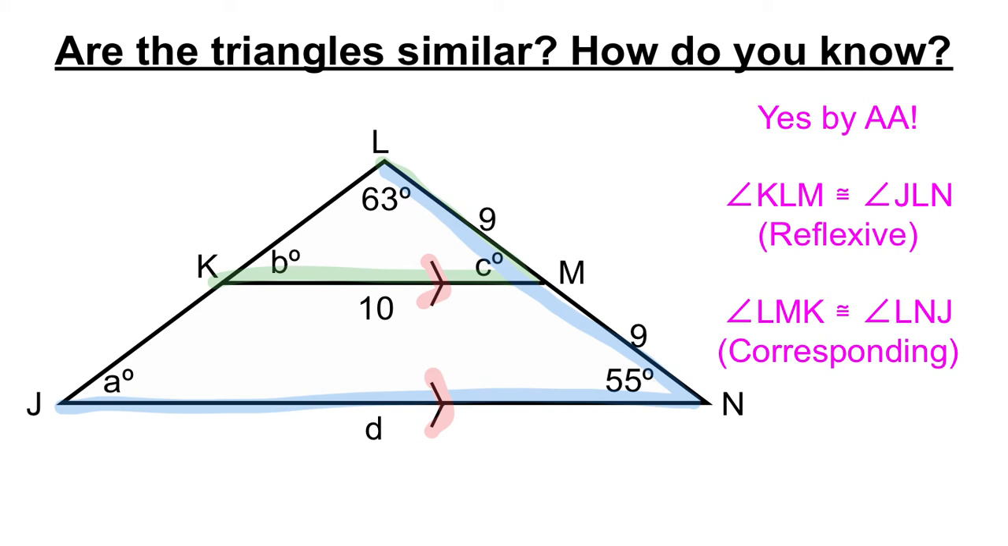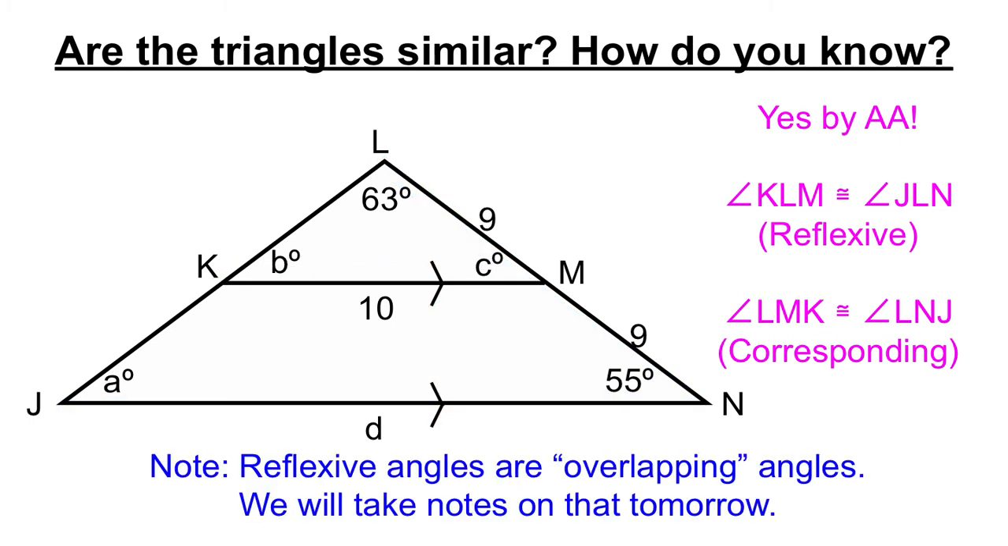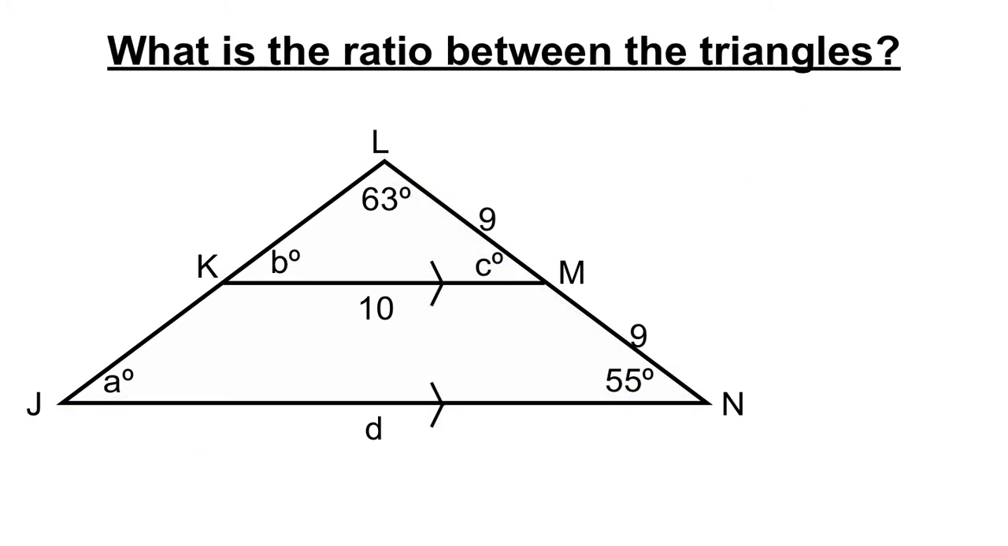So now we are going to try to answer the next question on your half sheet, which is, what is the ratio between the triangles? In order to figure out the ratio, we have to look at each triangle separately. So I'm going to go ahead and draw just a small version of each of them. Here's angle KLM. I know this 63-degree angle, I know this 9, and I know this 10.